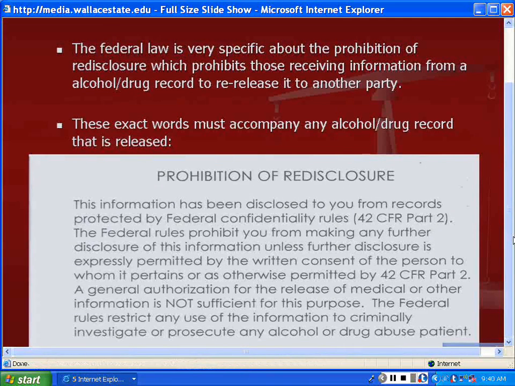And so there's just different ways, but the federal law states that you have to have the statement with all alcohol and drug records that you disclose. And again, it's part of the Code of Federal Regulations, Title 42, Part 2. That's where you can find it written.